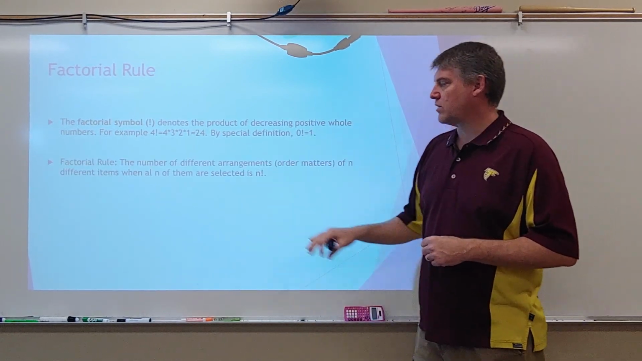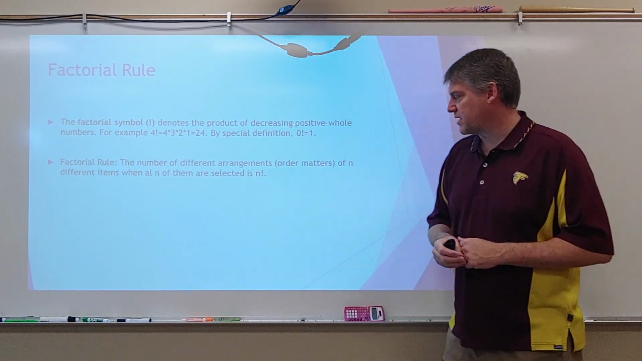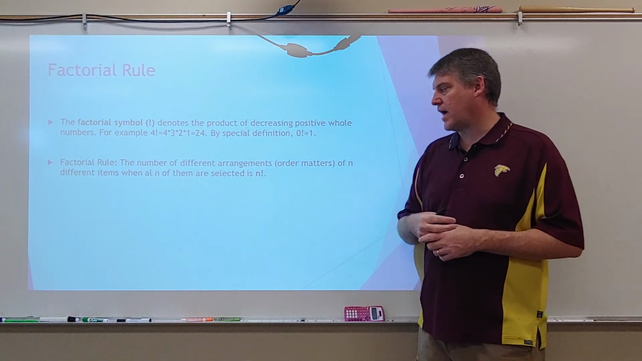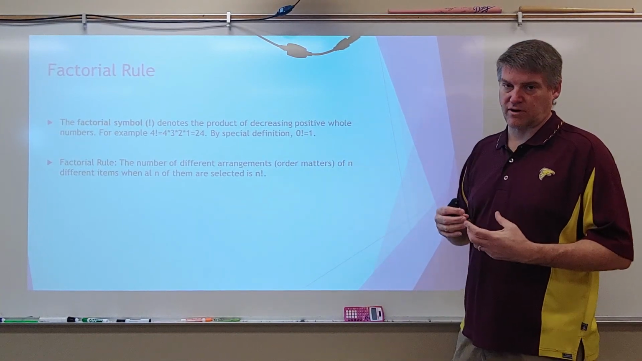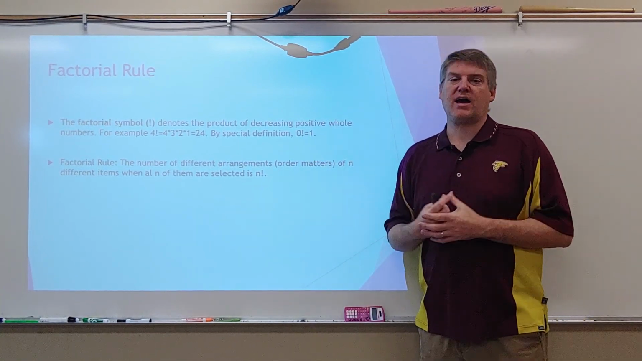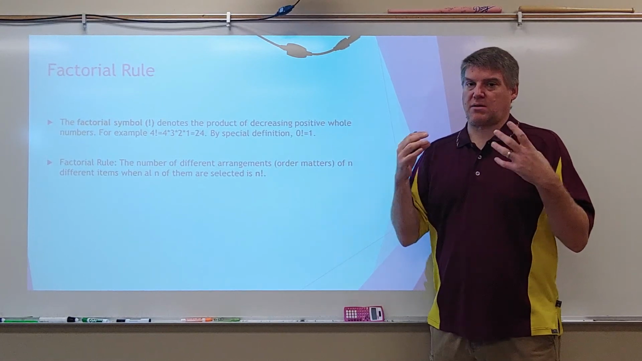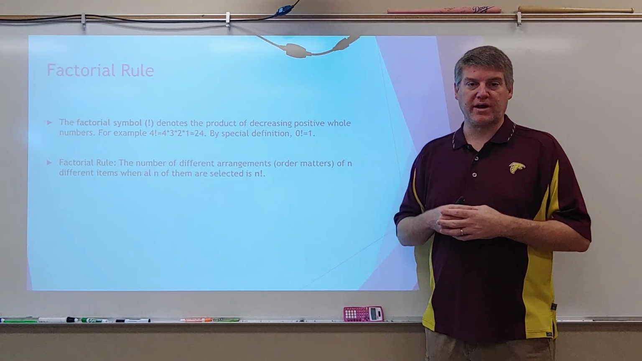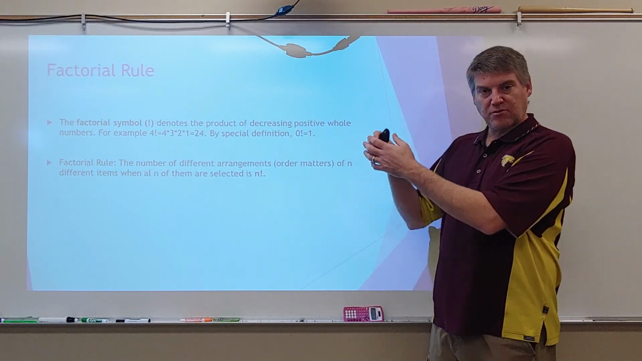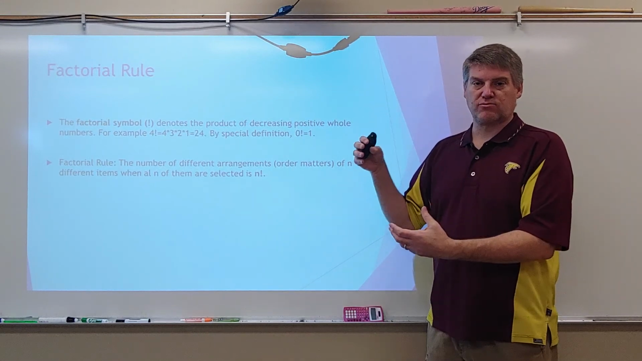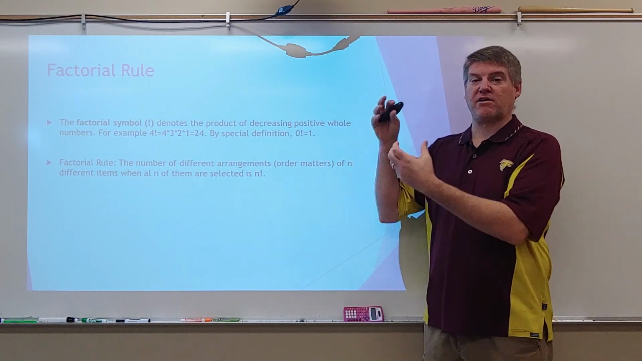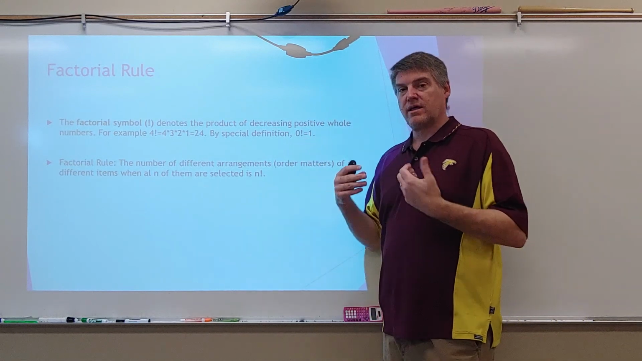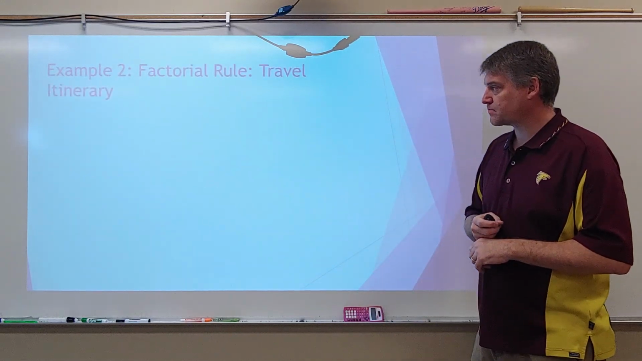Factorial rule. The number of different arrangements, where order matters, of n different items when all n of them are selected is n factorial. So if I said, I have 10 books I'm going to read, how many orders can I read them in without rereading them? You have 10 to select from for the first read. Once you read it, it's gone. Now you have 9, 8, 7, 6, 5, 4, 3, 2, 1. You'd multiply those all together.